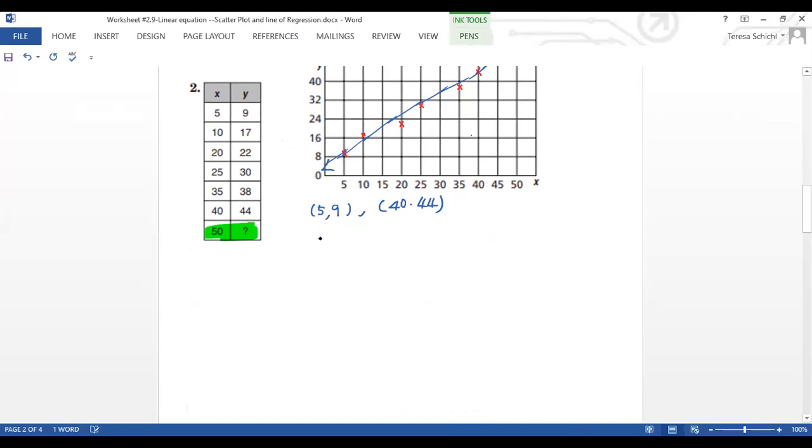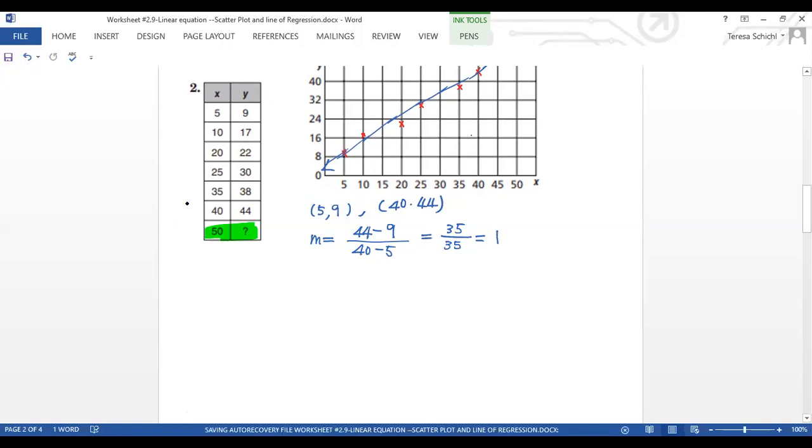So the first thing here, I want to find the slope. So the slope is y2 minus y1, so it's 44 minus 9, over x2 minus x1, so it's 40 minus 5. So what do you have here? Oh, it's 35 over 35. Wow, that's pretty good. So it's 35 over 35. So the slope is 1 here, right?